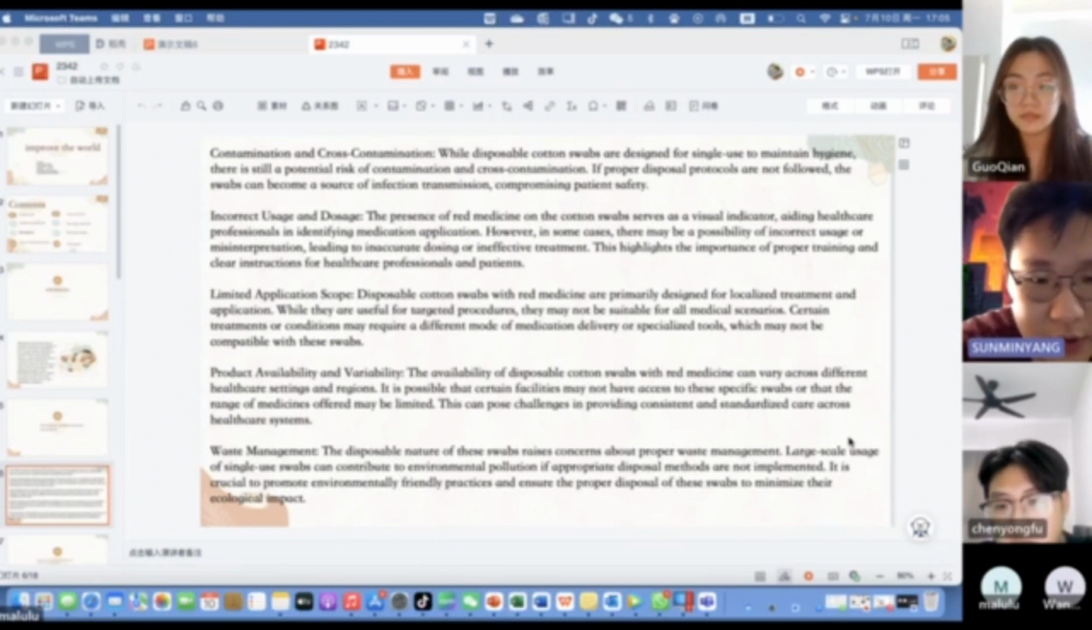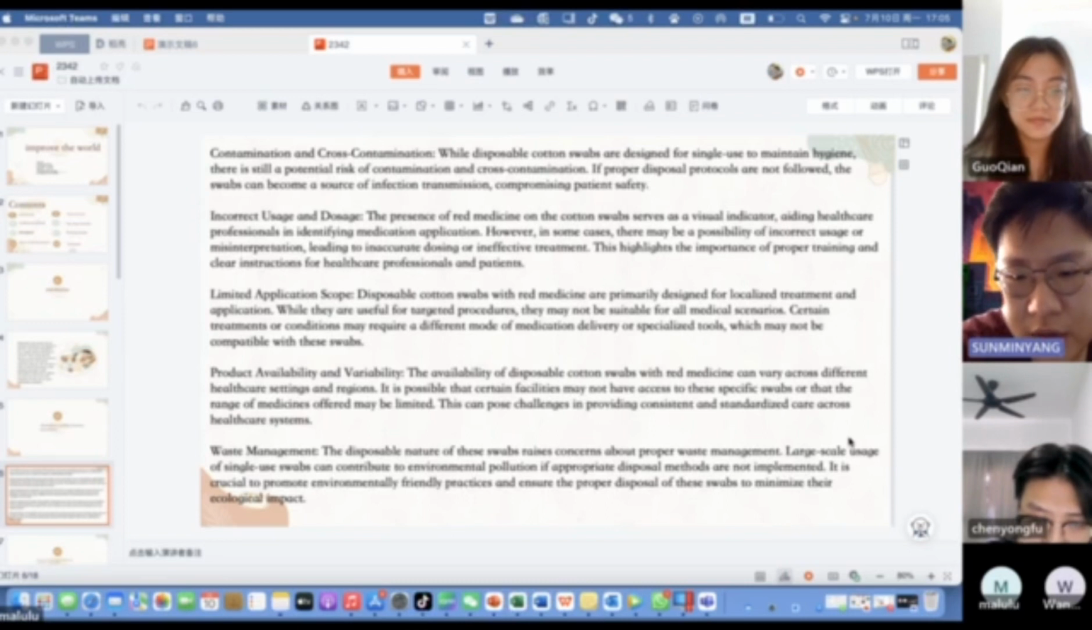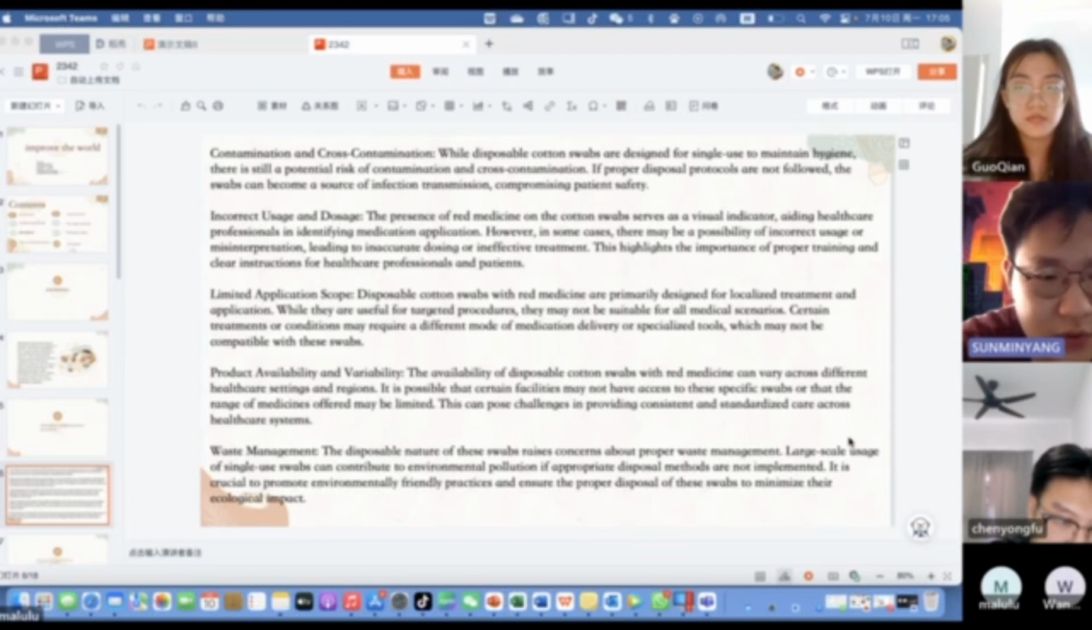And the third part is the limited application scope. Disposable cotton swabs with red medicine are primarily designed for localized treatment and application. While they are useful for targeted procedures, they may not be suitable for all medical scenarios. Certain treatments or conditions may require a different mode of medication delivery or specialized tools which may not be compatible with these swabs. The fourth part is product availability.